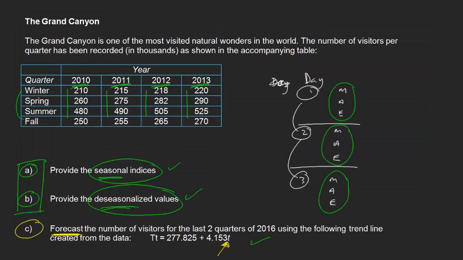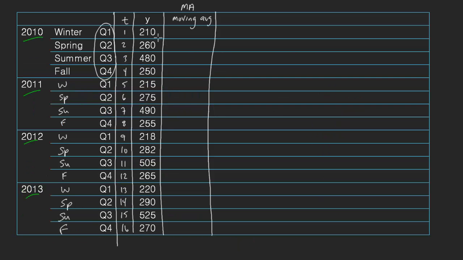Not every question is going to have 4 repeating seasons. The example that I gave earlier on, where there was morning, afternoon, evening, and then morning, afternoon, evening, and so on, here I would want my moving average to take 3 at a time, and then these 3, and then these 3, and so on, because there are 1, 2, and 3 in my set. So what this tells me is that I'm going to have to take the average of my first 4 numbers, 210, 260, 480, and 250. I have to take the average of these 4.